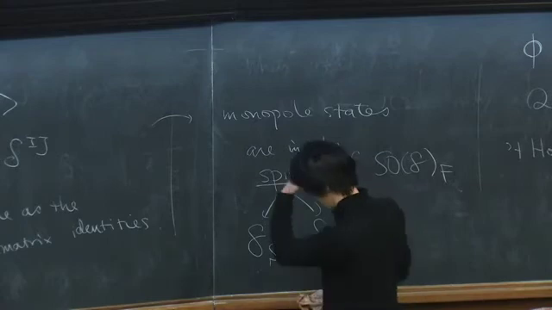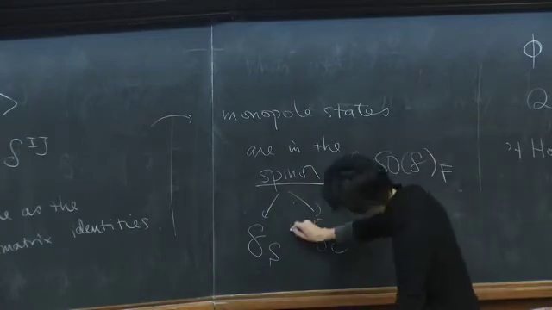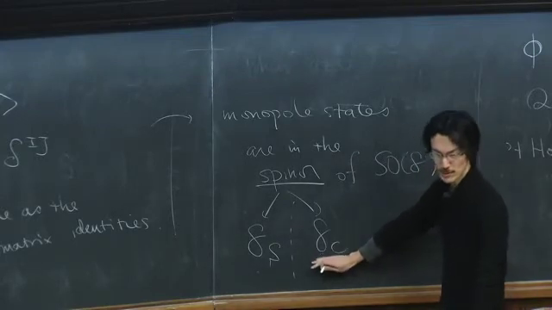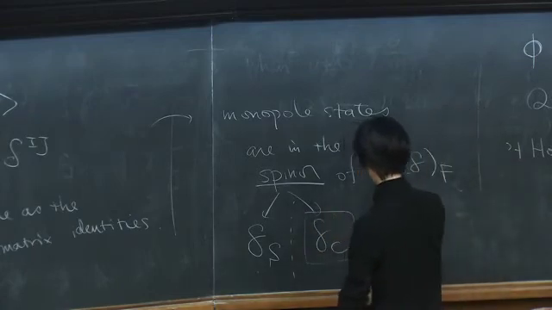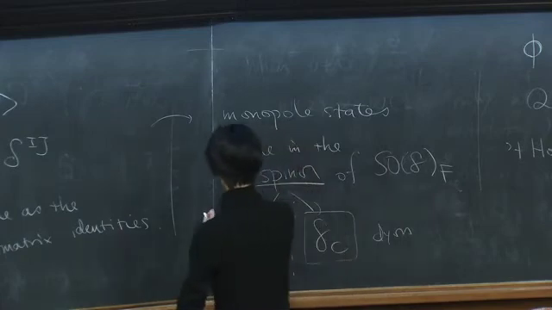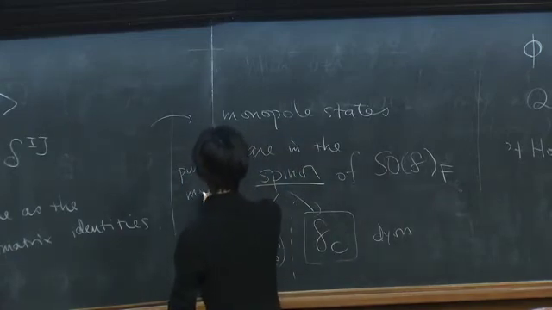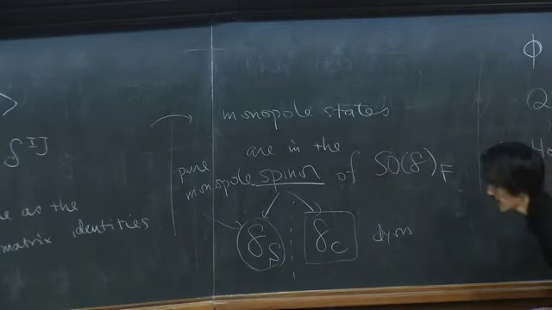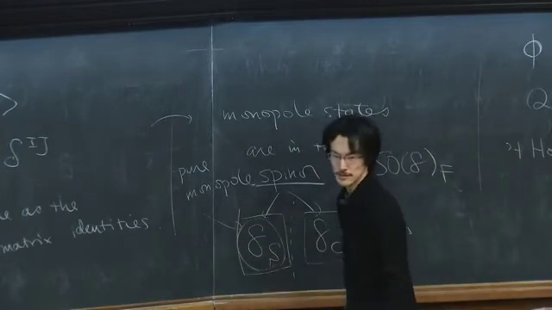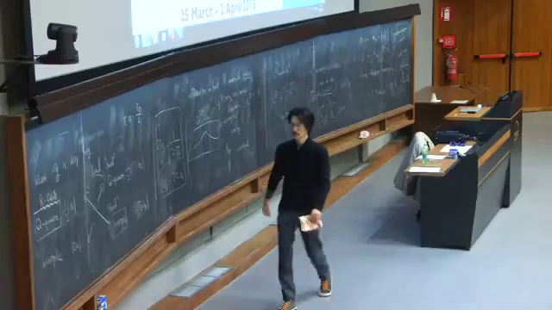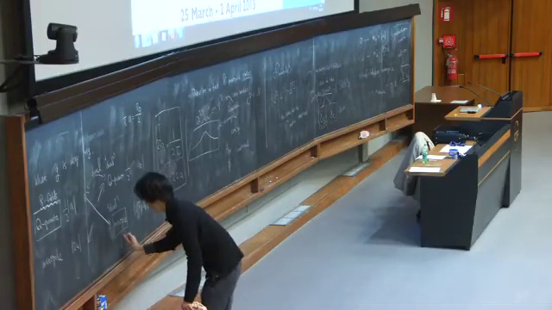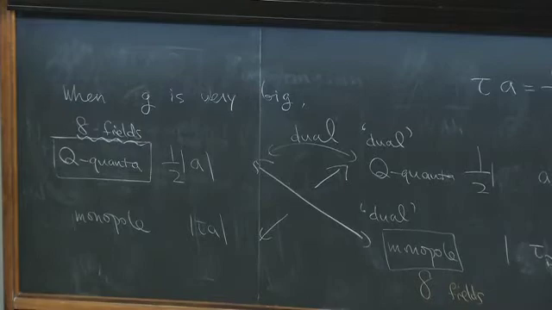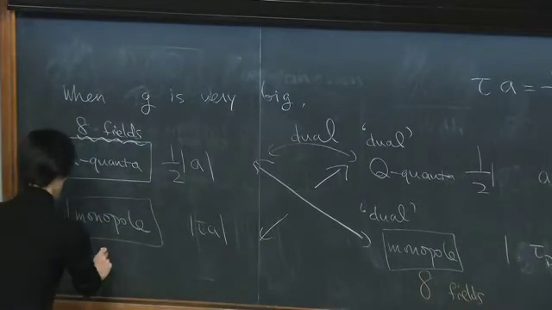And if you work more carefully, you can check that one half of the spinor component is not just a monopole, but becomes a dyon. So this becomes a dyon. And this part becomes a pure monopole. But in any case, we find 8 monopole fields. Again, there are 8 fields after quantization.